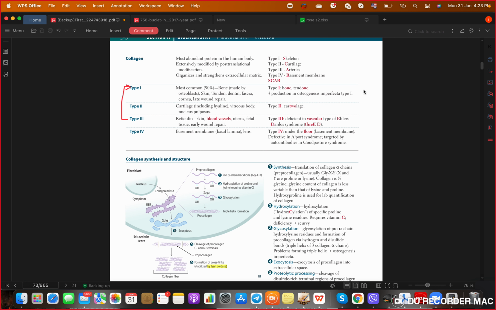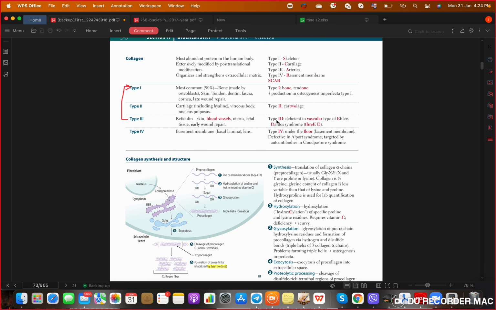Okay, so type 3. Type 3 makes something called reticulin, which is located in the skin, and the most important thing, it makes the blood vessel. Why is it the most important thing? Because it's associated with pathology. So it makes the blood vessel, the uterus, and the fetal tissue, and early wound repair. Remember, early wound repair is a 3, and after that 3 is converted into 1.